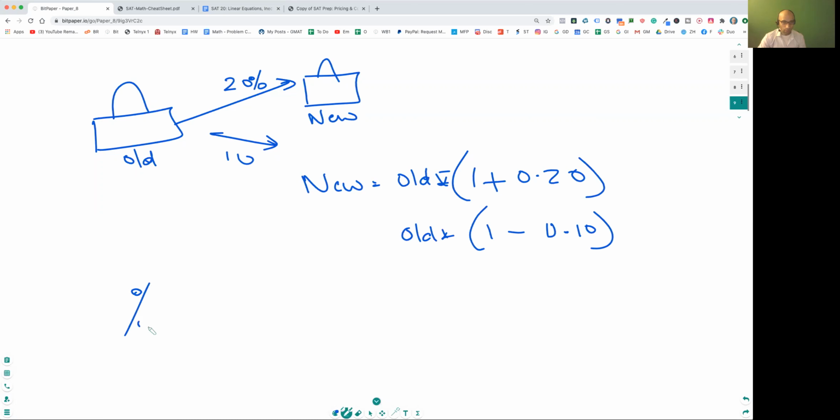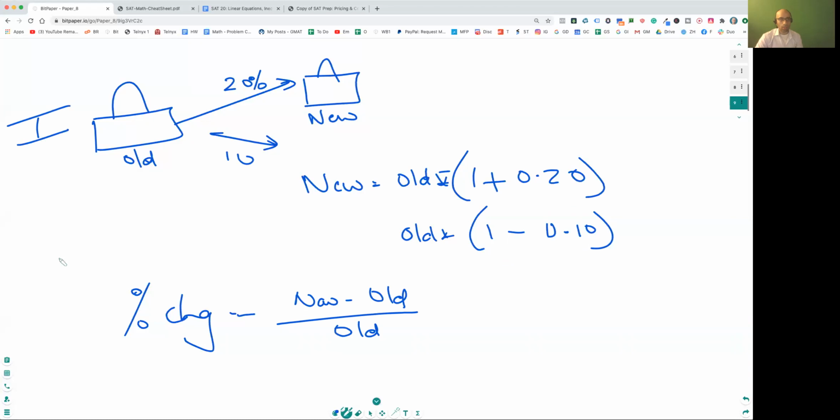And the formula for the percent change is new minus old over old. That's going to give you a decimal number, and you've got to convert it, okay? So this one and this one, these are the most important percent formulas, okay?